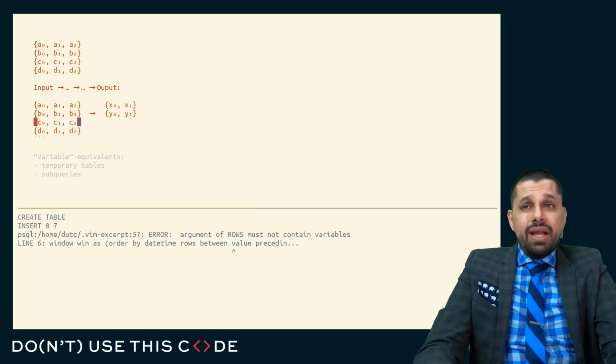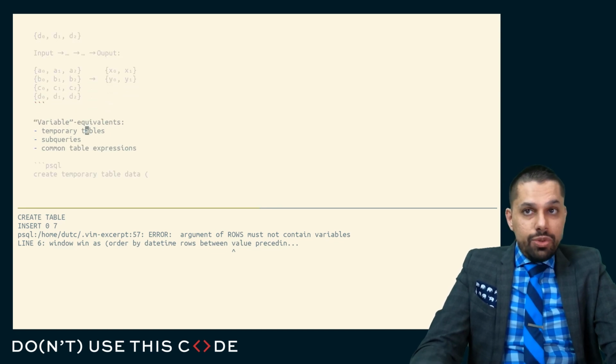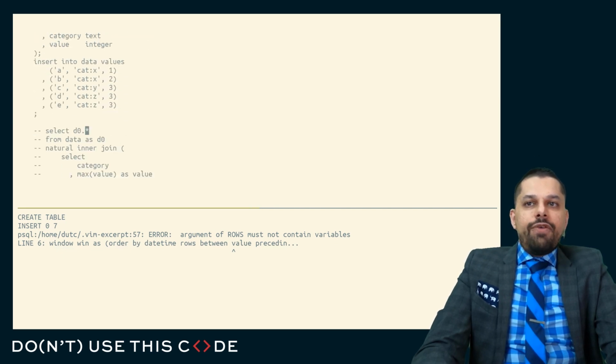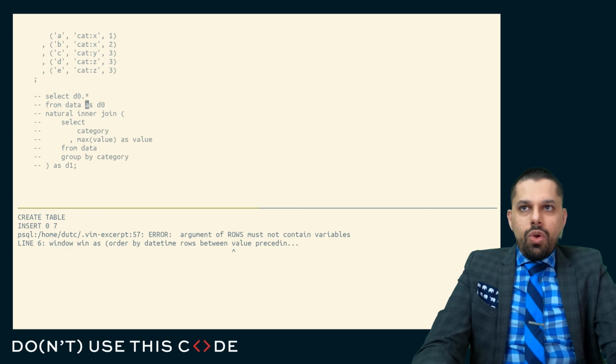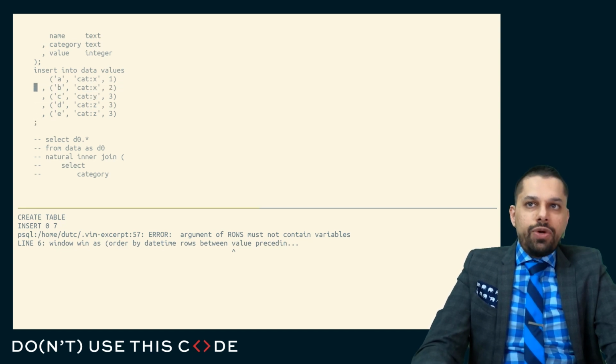Well, setting all of those aside, let's talk about how we might do this operation of piping the data between the different parts. Because we've seen other variable equivalents, temporary tables, we've seen subqueries. Let's talk about common table expressions. If I have my data and I want to figure out the name for each one of these rows, for each one of the categories with the maximum value per category, that would be B2 for category X, C3 for category Y, and E and D for category Z.